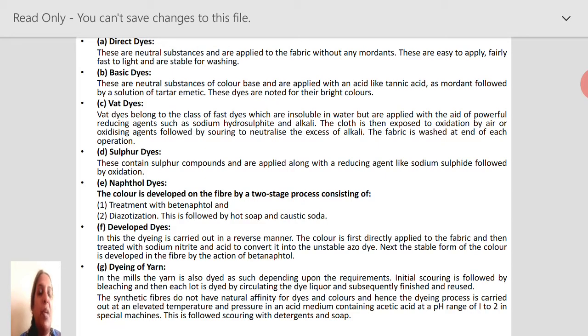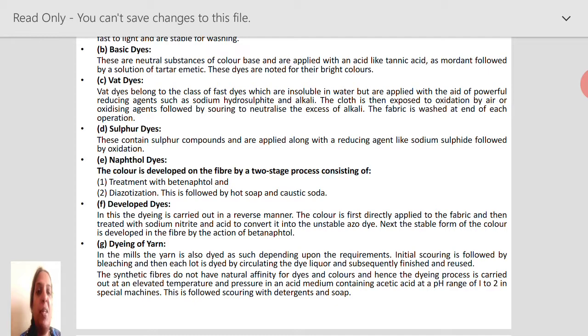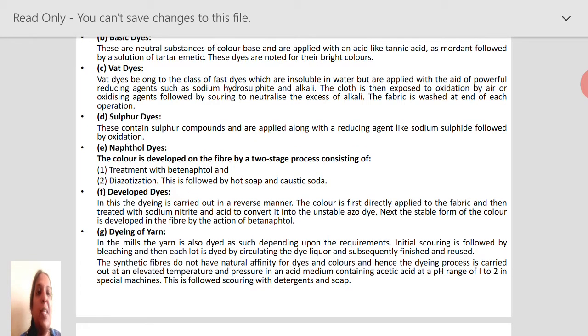And vat dyes, we have already seen, are added with sodium hydrosulfite and alkali. The fabric will be washed at the end of each operation after finishing this dyeing. And sulfur dyes also we have seen, it is done with a reducing agent like sodium sulfide followed by oxidation. Normally these dyes will be reduced, then oxidized, so that they get impregnated onto the fabric. In the case of naphthol dyes, the color will be developed by a two-stage process consisting of treatment with beta naphthol as well as diazotization, followed by hot soap as well as caustic soda.